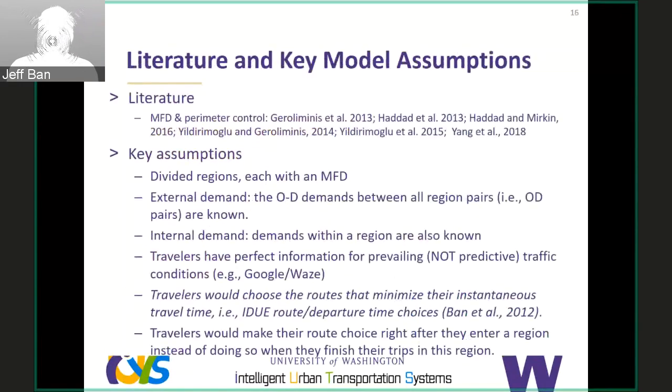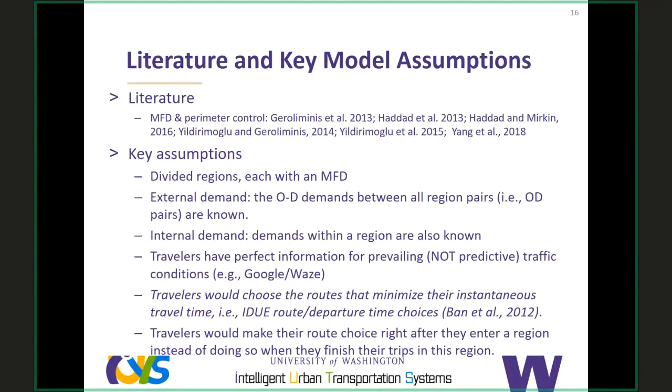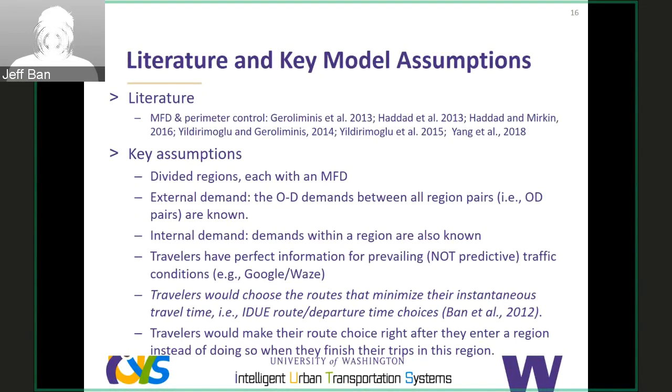So again, this is not a new problem. I didn't invent this problem. It started around 2013, and many people have contributed to it, but typically we assume a big network already divided into regions or subnetworks, each with a well-defined MFD. That's a big assumption I have to make. I'm not an MFD expert, but assuming that is done, then you have external demand from one region to another, and demand within a region, called internal demand or the background flow, that you also need to consider.